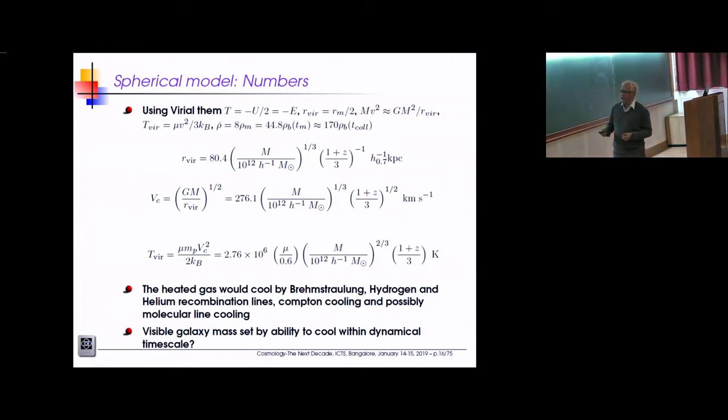And something which you will come to a bit later: if you have a very cold system, such that the gas is not even ionized, so that you can't have so much Bremsstrahlung, or helium or hydrogen recombination, you can try to form molecules, and these molecules can lead to emission of photons. So I'll come to some of these. The bottom line, which I will try to explain, is that the galaxy masses are set by the ability of the gas to cool within some dynamical time scale.